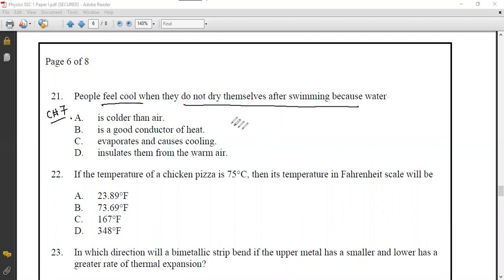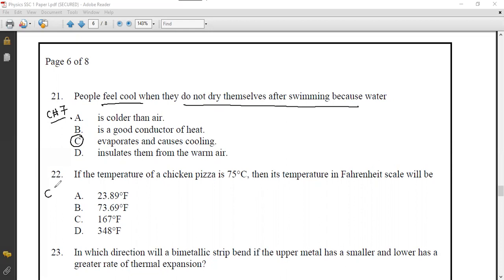So after swimming, some amount of water is left on their bodies, and those water molecules absorb energy from the body and surroundings and evaporate from the surface of the body. As we know that evaporation causes a cooling effect, this is why people feel cool when the drops of water from their bodies are evaporating. So the correct option for this question is option C.